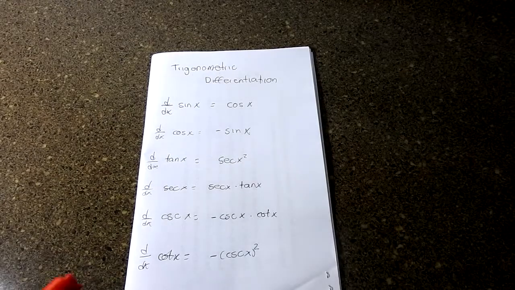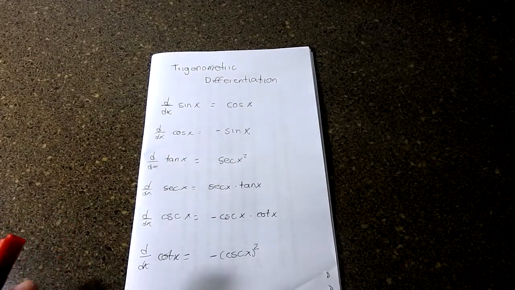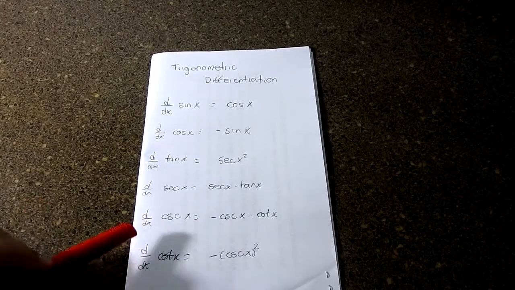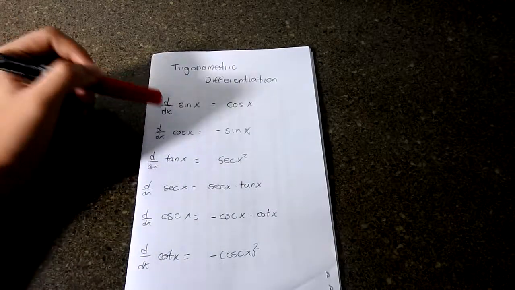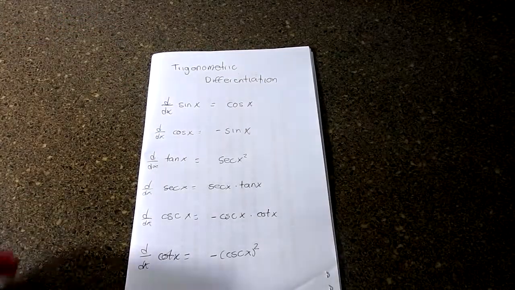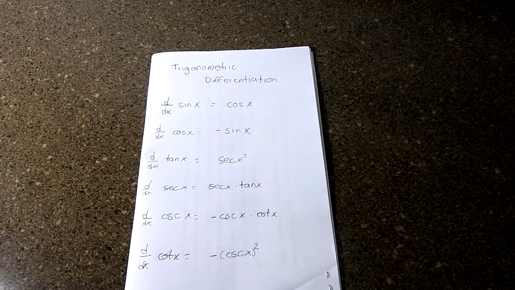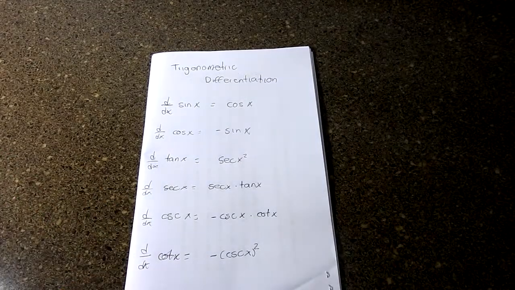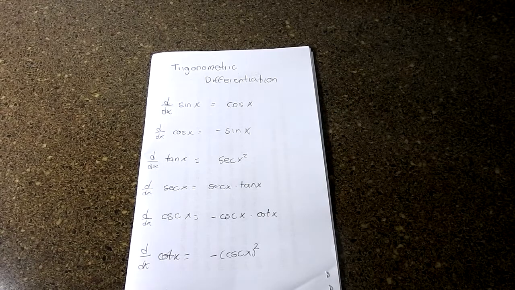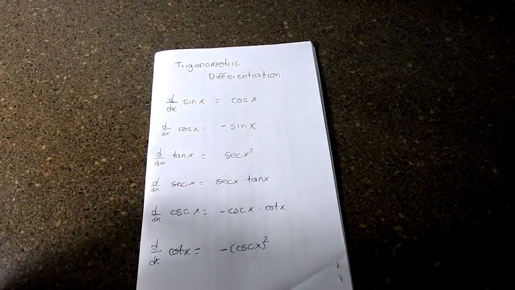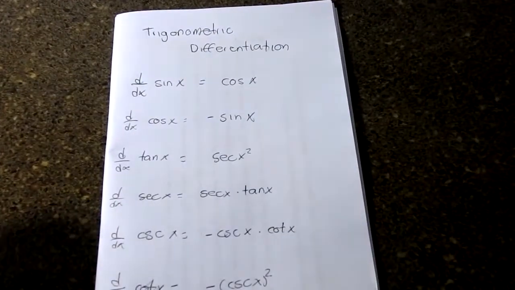This is going to be a really quick video about trigonometric differentiation. When we talk about trigonometric functions such as sine x, cosine x, tangent x, we know that they have their trigonometric derivatives. Proving those derivatives is kind of difficult and too long for a video, so I'm going to give you directly the table of trigonometric differentiation.